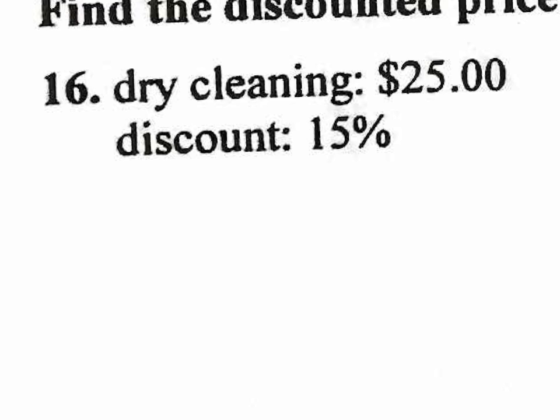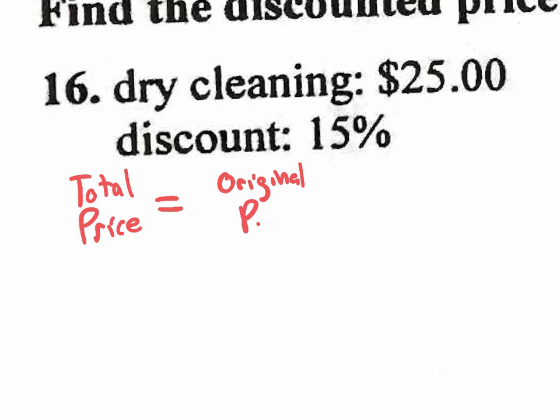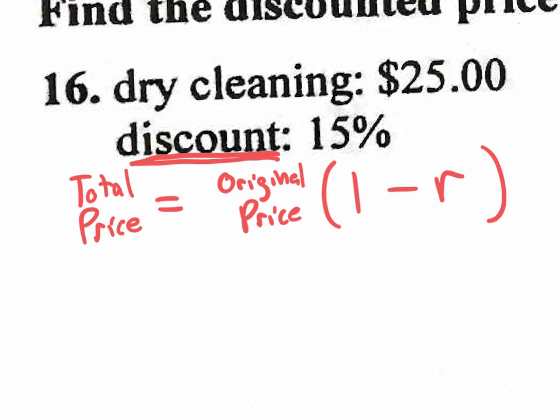Total price is going to equal, and you're going to start with the original amount, original price. You're going to multiply it by 1, but instead of plus the R, it's going to be minus R. Now, why minus? Because this is a discount. This is going to make it drop in price. If it's taxes, it's going to make it go up in price, so you put plus, but because it's a discount, it's going to make it drop in price, so you put minus. And again, remember, R has to be the percent, but written as a decimal.